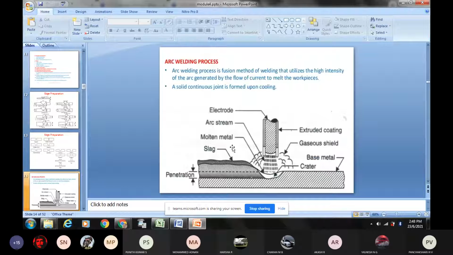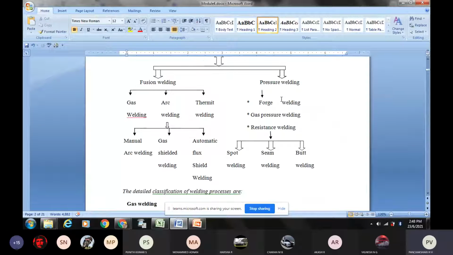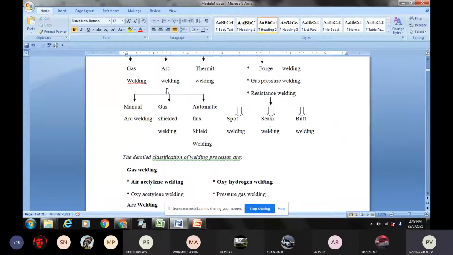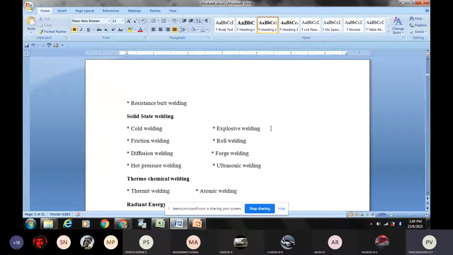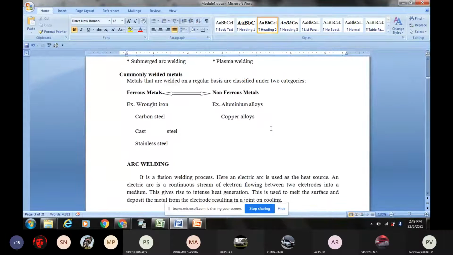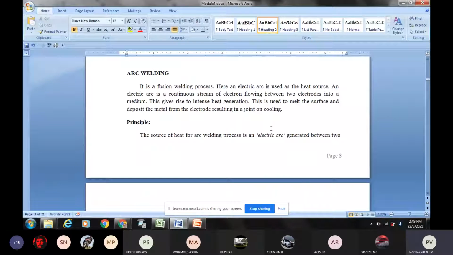Now, this is classification. Already I explained it with the other in the PPT. You can study that. This is the welding classifications. Next is arc welding. We are going to study about the arc welding process.